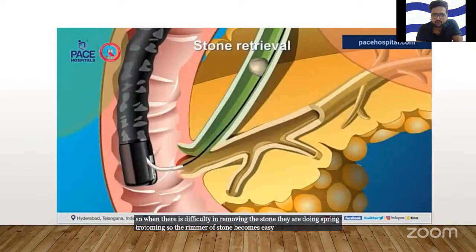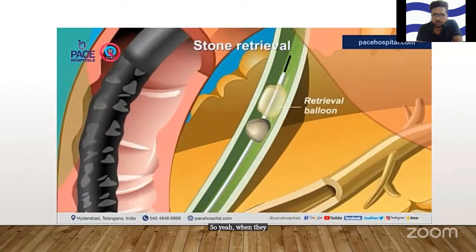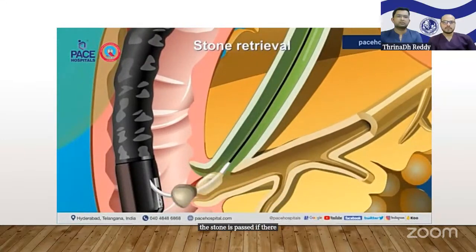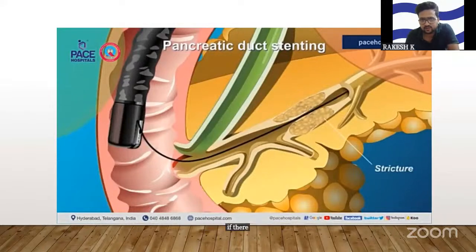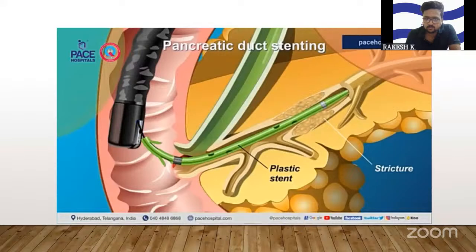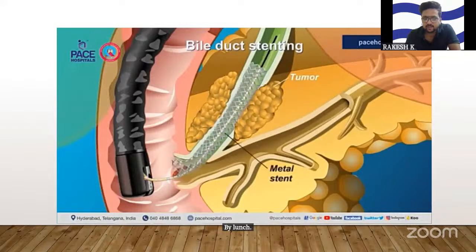Somehow the audio of the video played is not so clear. So when the balloon is passed, the retrieval balloon, the stone is passed. If there is difficulty, they do a sphincterotomy. If there is any stricture, they do this stenting. So there'll be easy passage of the bile. The stents are placed, so there'll be easy passing of the bile and hence the obstruction is relieved.